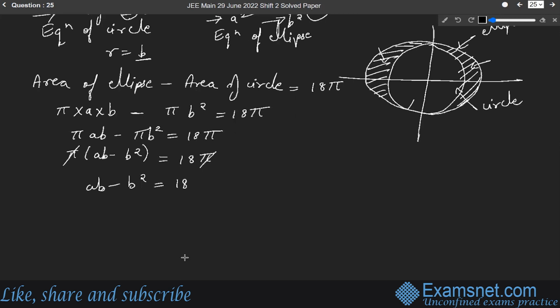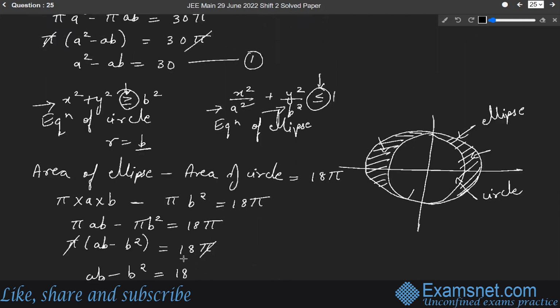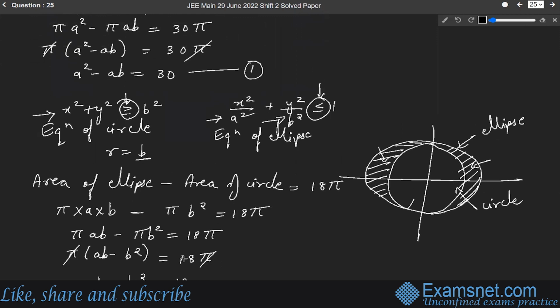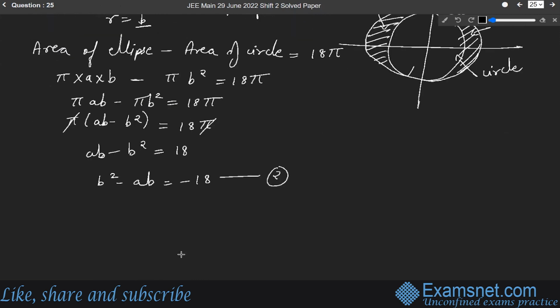It can also be written as b square minus ab is equal to minus 18. We have taken the negative sign common, right? So consider it as equation number 2. Now we have two different equations. What was the first equation? The first equation was a square minus ab is equal to 30.